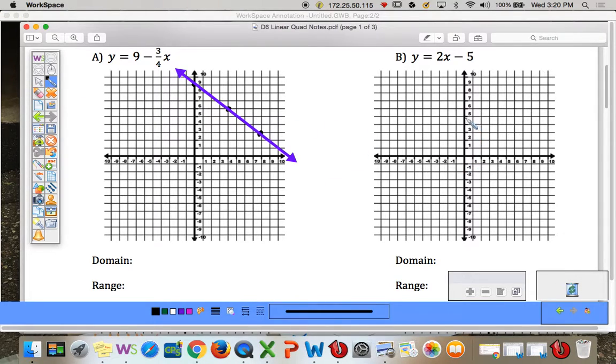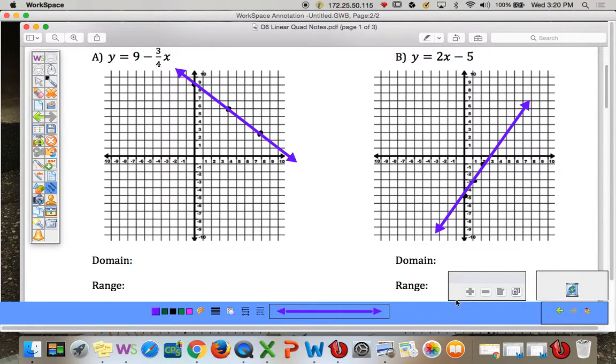The y-intercept is negative 5, and our slope is positive 2. So we're going to go up 2 over 1. I'll do it a few times. And then again, we'll take our line tool and draw our line.